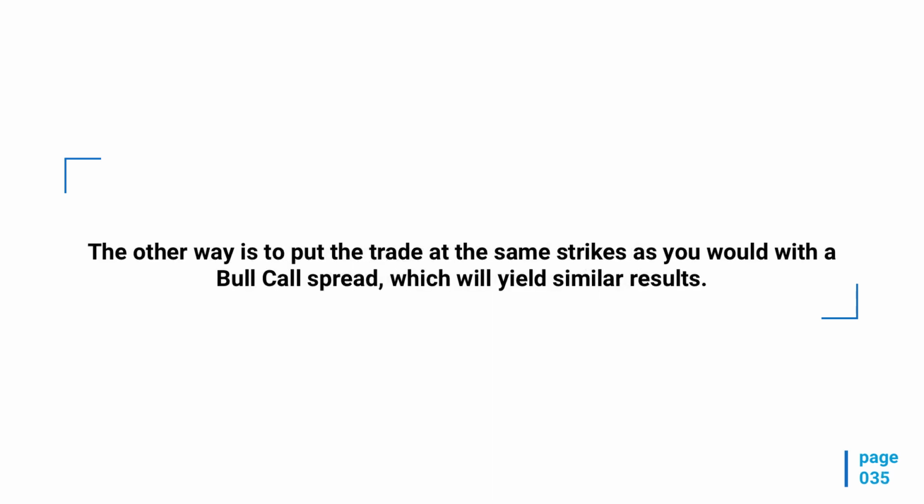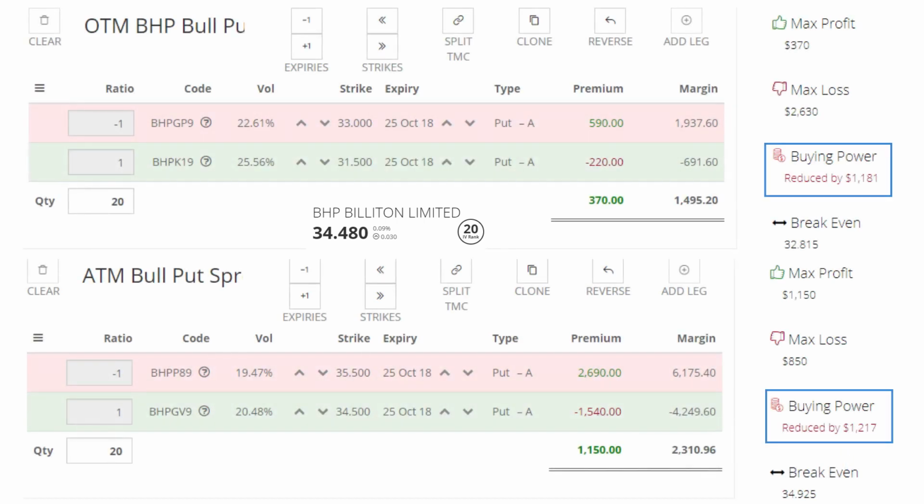The other way to put on the trade is to use the same strikes as you would with a bull call spread, and as I said to you before, this will yield similar results. So let's take the example of BHP again, trading about 34.50. And we've got an out-of-the-money BHP bull put spread and an at-the-money bull put spread. So we've picked a 35.50 and 34.50 as we did in the previous example, and we've also created an out-of-the-money bull put spread, which is 33.31.50.